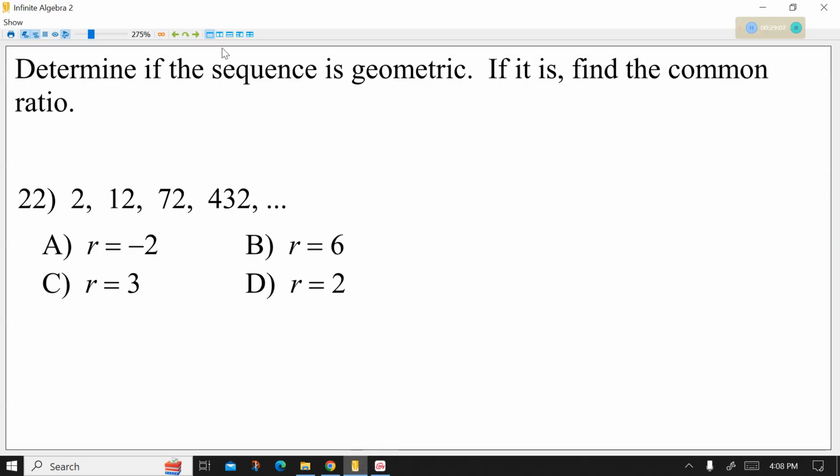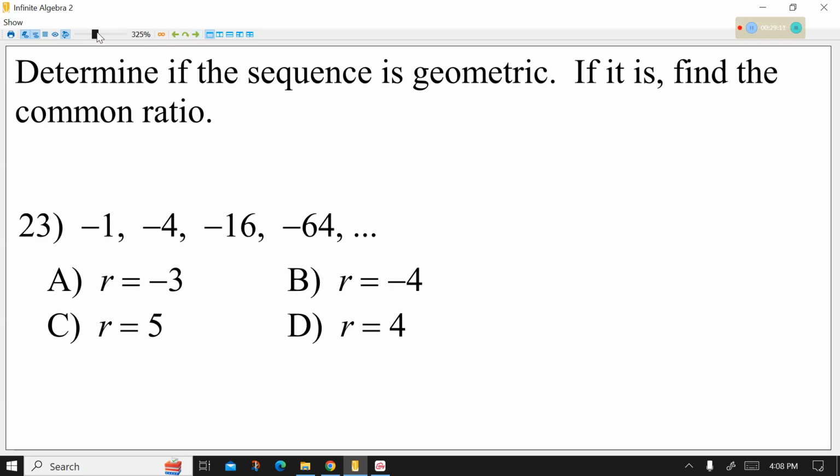So for 23, we'll get an example right here. Why don't you try this one on your own? And the answer we should get this time will be +4.